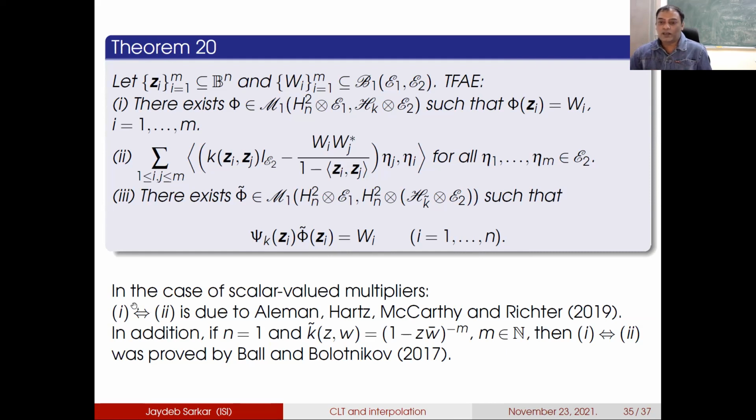All right, so in the case of scalar valued multipliers, again, this 1 and 2 is due to Aleman, Hartz, McCarthy, and Richter in their 2019 paper. And if you go back to the n equals 1 case, that means in one variable, and still in the Bergman or weighted Bergman case, etc., then this equivalence is due to Ball and Bolotnikov in their 2017 paper.